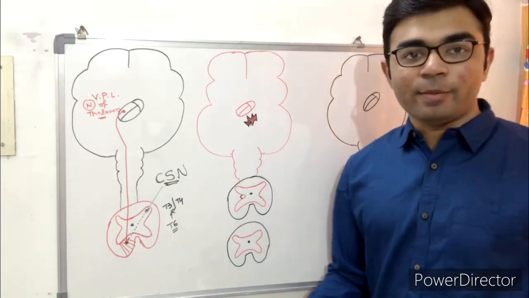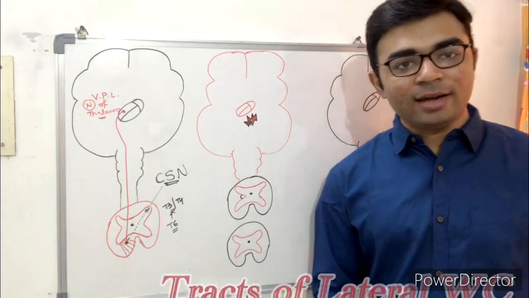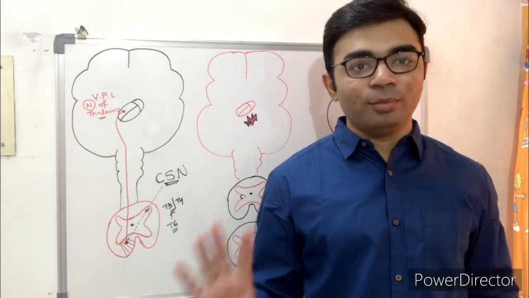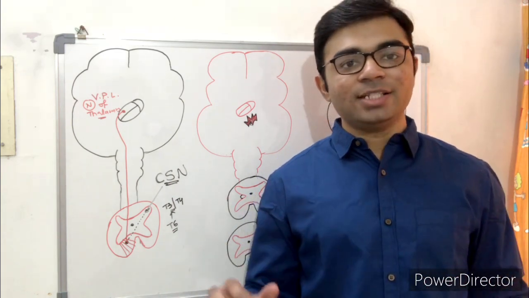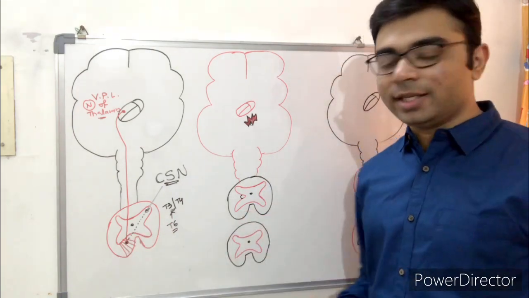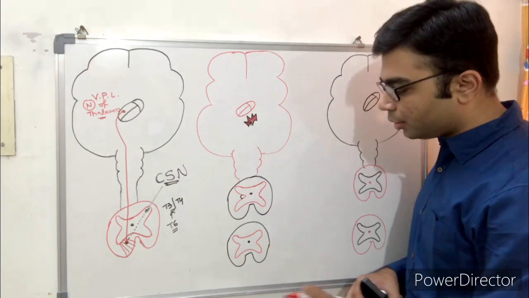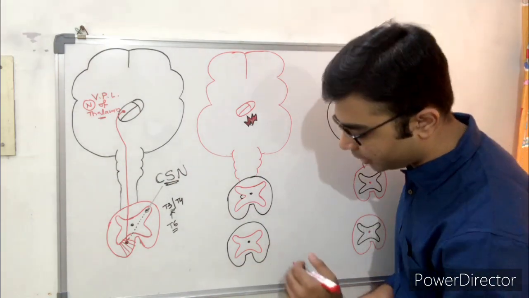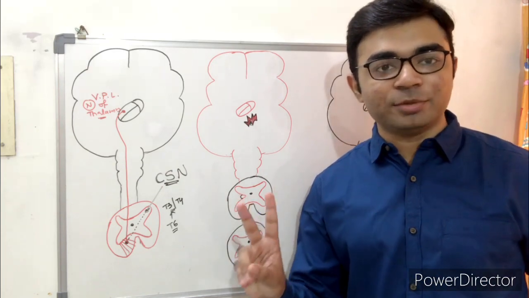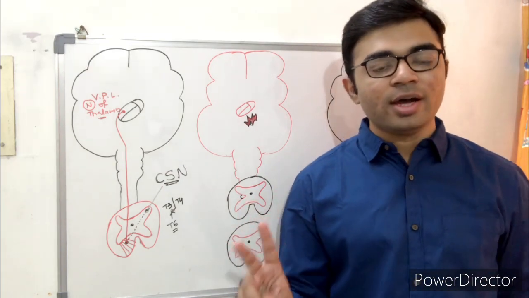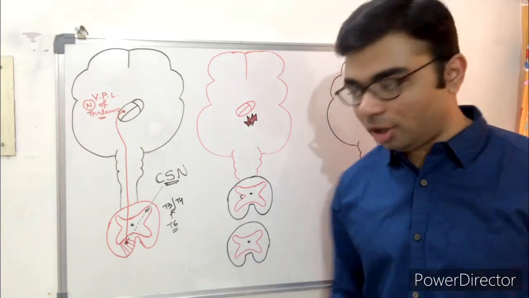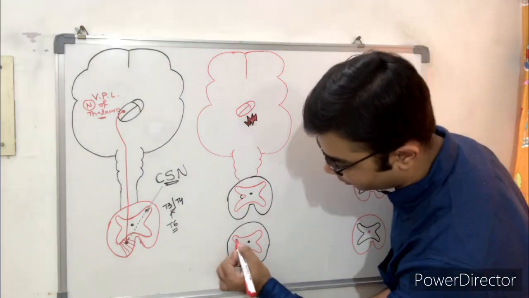Next thing is about the lateral white column. In the lateral white column there are many tracts, but I am going to explain the 4 most important tracts which are present in the lateral column of the spinal cord. So the first thing, as we know, there are the marginal nucleus and the substantia gelatinosa of Rolando, which are present in the posterior gray horn of the spinal cord. So let me write it over here.